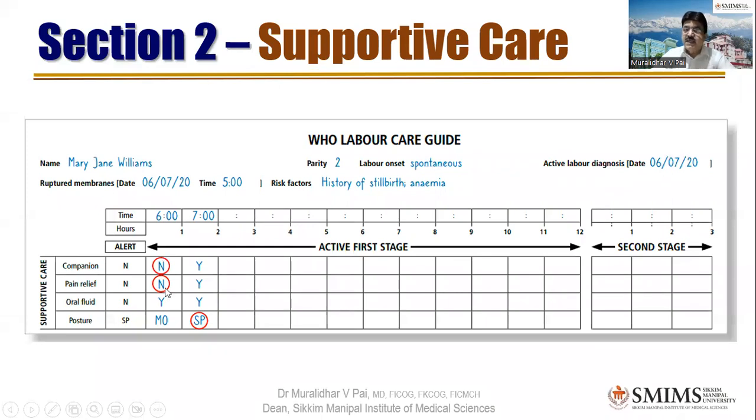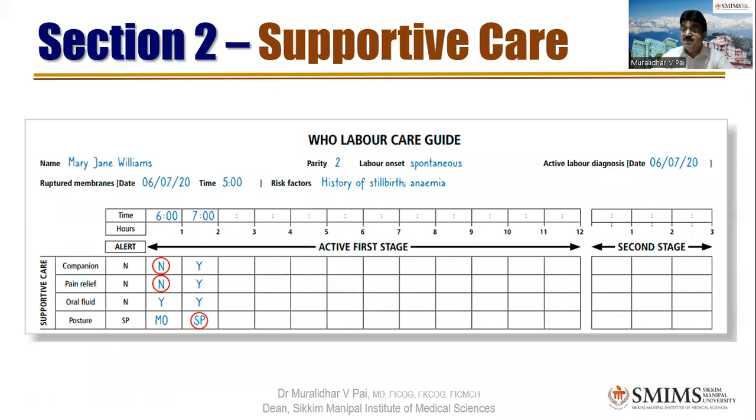Pain relief, she has not taken. That's not good. So N, alert. Oral fluid, luckily she has taken, so it is Y, which is good. And position or posture, she is mobile. That's fine, because she is not having any other problems. But at 7 o'clock, after 1 hour, the companion came. So it is Y, that's good. Pain relief she has taken, Y, that is good.